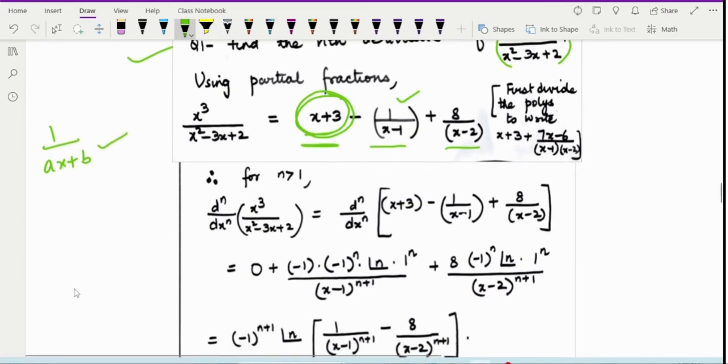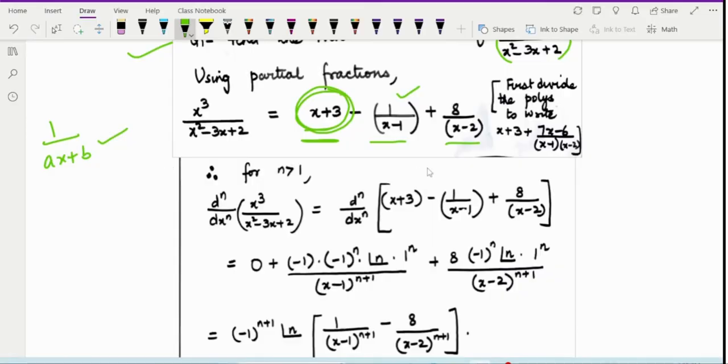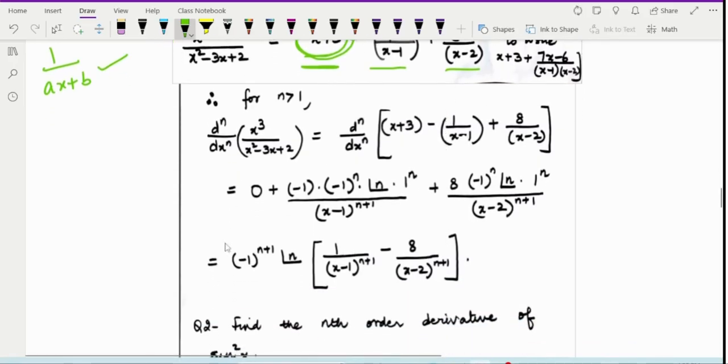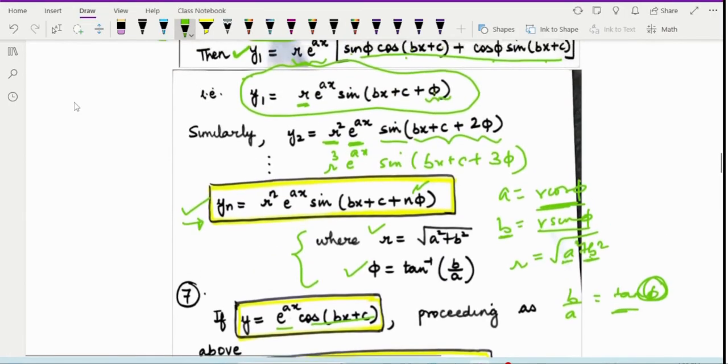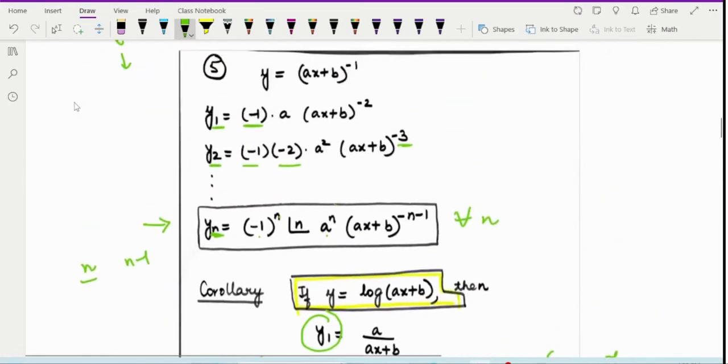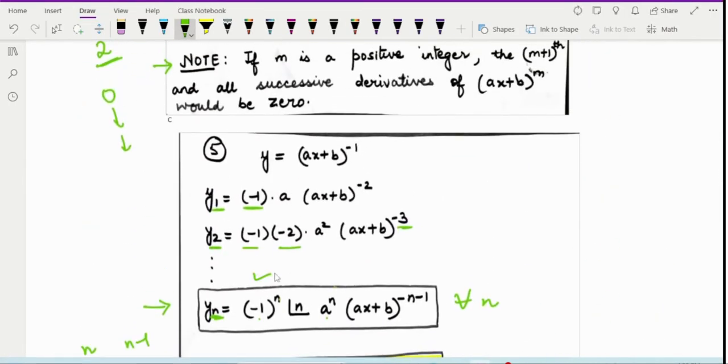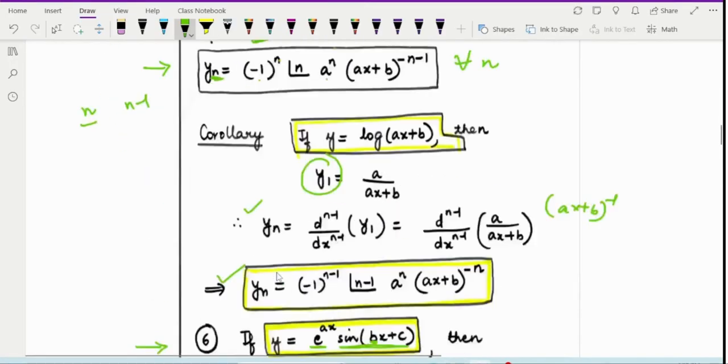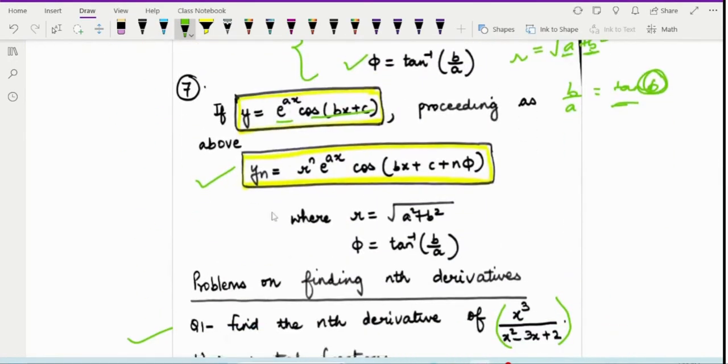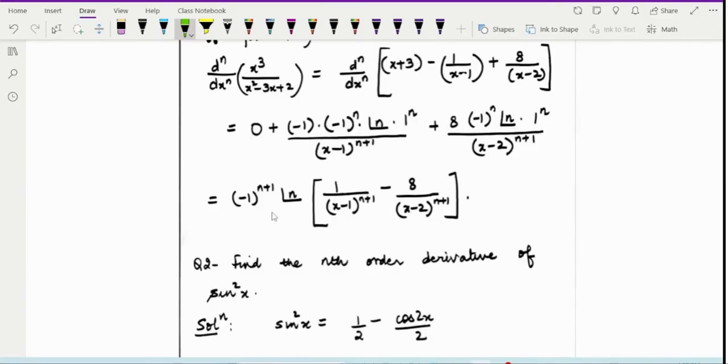So using the division algorithm and partial fractions to rewrite your question like this is going to make your life very easy, and you can straight away apply the formula of 1 upon ax plus b derived above as number 5. This formula is going to save you, and you will be able to get the nth order derivative very easily.